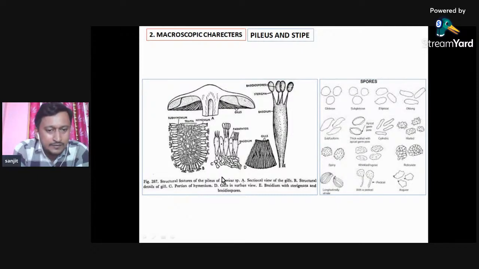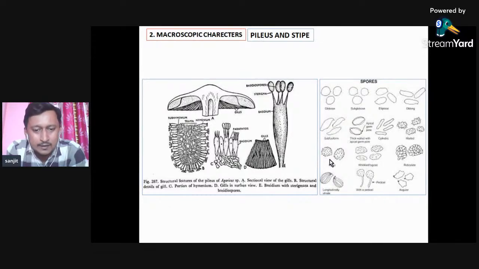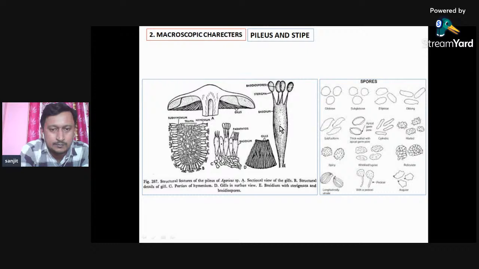sectional view of gill. And figure D shows the gill in surface view, gills which contain the basidium and basidiospore as well as paraphysis. Paraphysis means these are the sterile basidia which are unable to produce basidiospores. These are called paraphysis. Figure D shows some part of the gills, and figure E shows the basidium with sterigmata and basidiospore. This is the basidium, and it contains 2 or 4 basidiospores. These are called basidiospores, round-like structure, and the attachment of the basidium and basidiospore is called sterigmata.